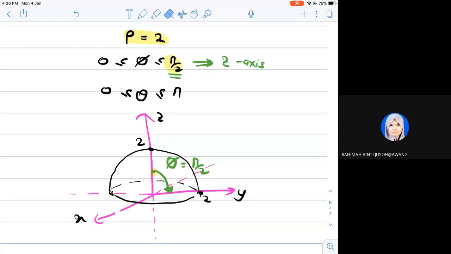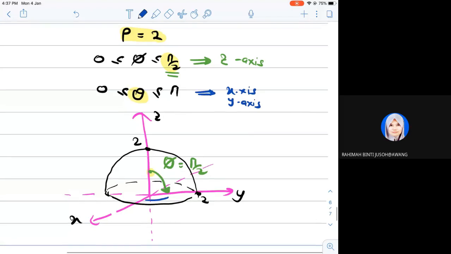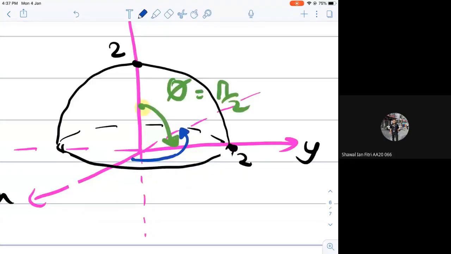Now we look at angle theta. I'm going to use blue color. Angle theta refers to which axis? The X axis and Y axis. Starting from the positive X until pi, which means pi is on which side? From 0 at the front until the back, isn't it? So theta equals pi.